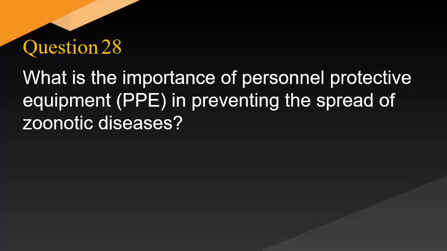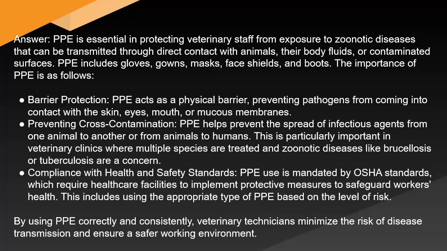What is the importance of personal protective equipment (PPE) in preventing the spread of zoonotic diseases? Answer: PPE is essential in protecting veterinary staff from exposure to zoonotic diseases that can be transmitted through direct contact with animals, their body fluids, or contaminated surfaces. PPE includes gloves, gowns, masks, face shields, and boots. The importance of PPE is as follows: Barrier protection. PPE acts as a physical barrier, preventing pathogens from coming into contact with the skin, eyes, mouth, or mucous membranes. Preventing cross-contamination. PPE helps prevent the spread of infectious agents from one animal to another or from animals to humans.